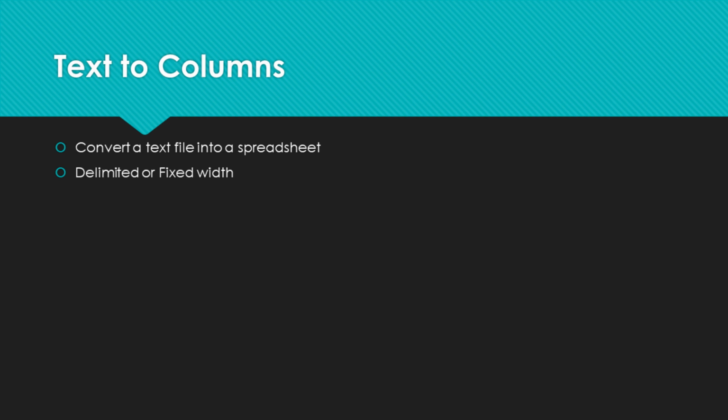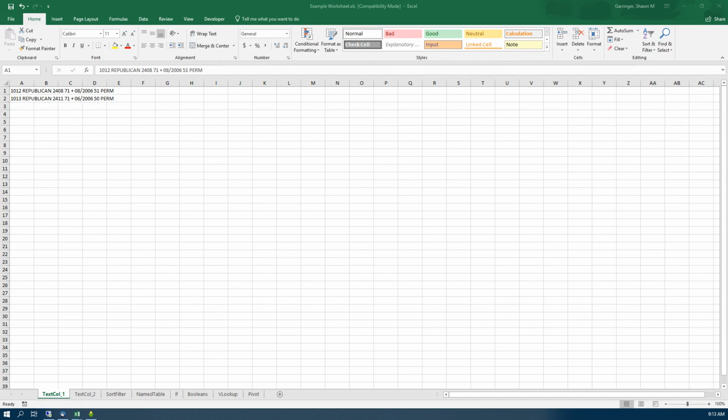The first feature I'm going to show you in Excel is text to columns. You can use text to columns to convert a text file into a spreadsheet. This can be delimited or the fields can be fixed width. Let me go ahead and demonstrate. This is the first tab in my example worksheet. Make sure that you look down at the bottom of your Excel screen at the various worksheets that are present in this file. Make sure you are on text_call_1.